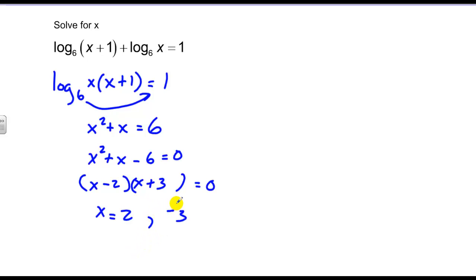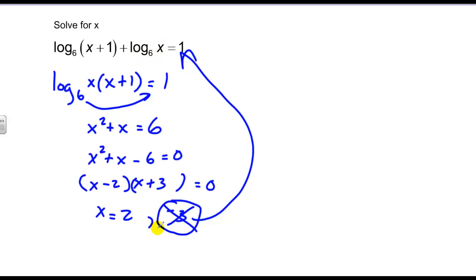However, in this case, the negative 3 value is an extraneous answer because if I plug this back in, I notice that I have what power of 6 is negative 3. That's never going to happen. So we cross that out and our answer is just 2.